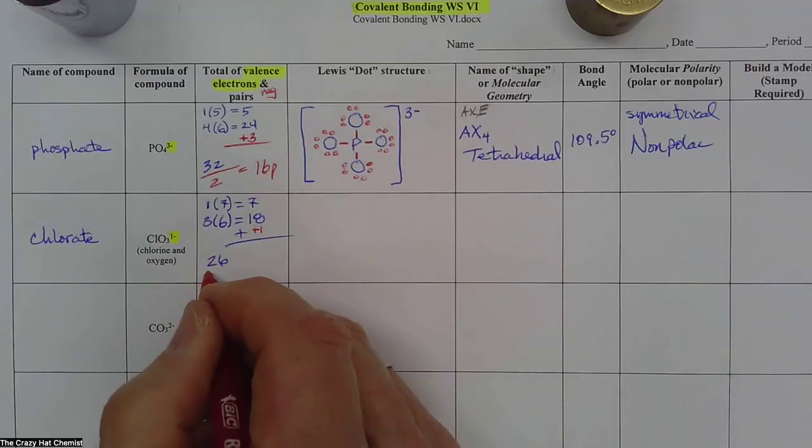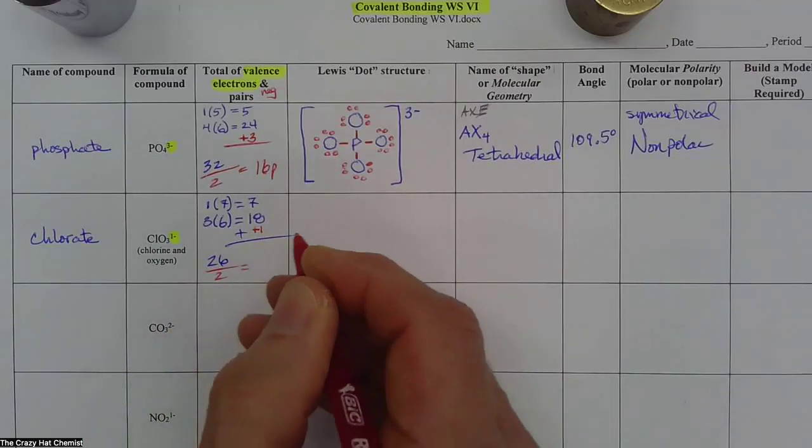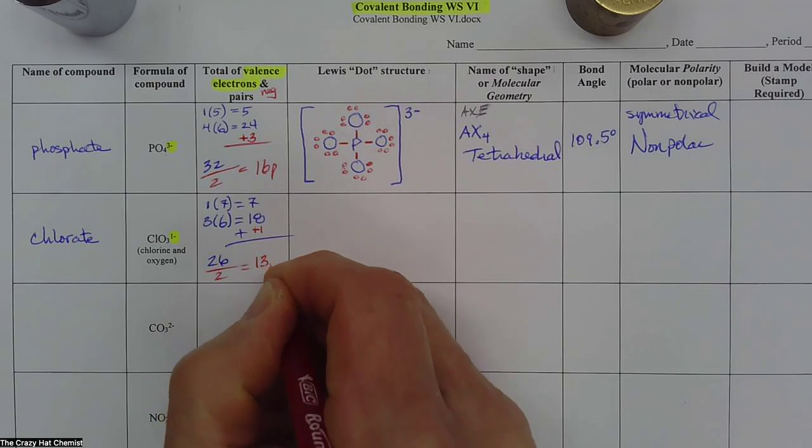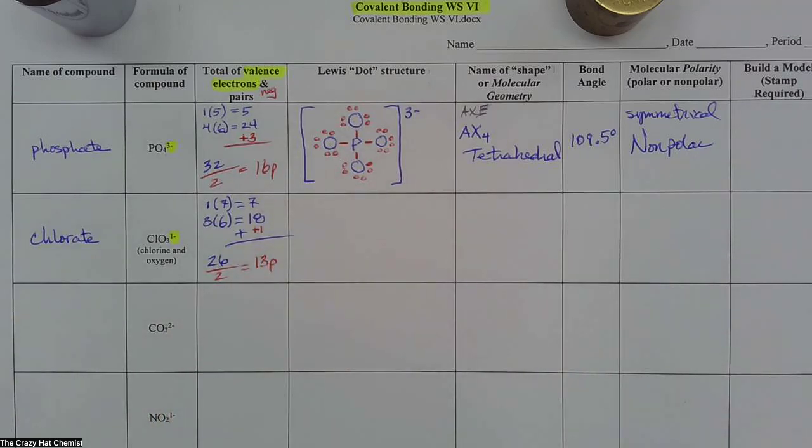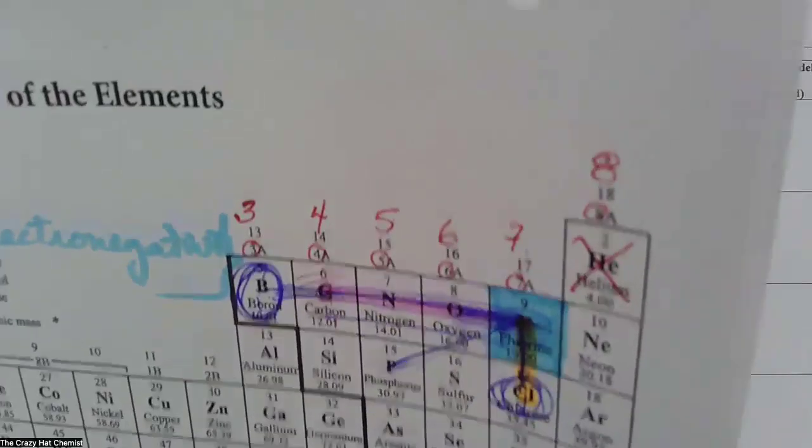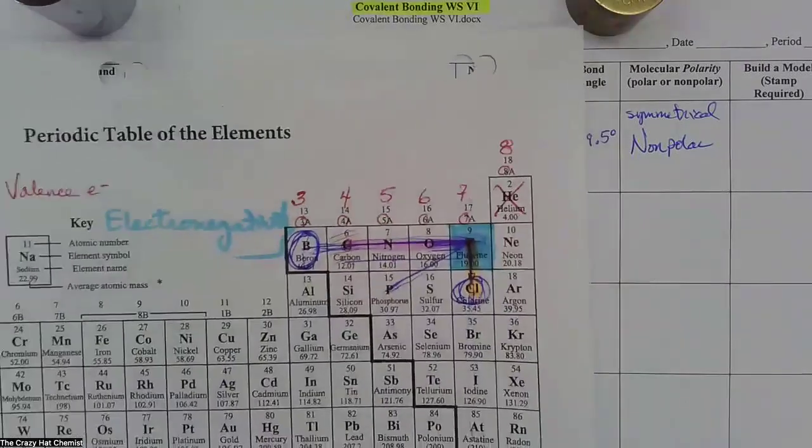As always, the crazy hat chemist divides by 2 so that he can get pairs. So we're looking for 13 pairs. That's our lucky number here today. We're going to find the least electronegative element is going to go in the middle, typically. All right, and so here we go. So I got a choice between oxygen and chlorine.